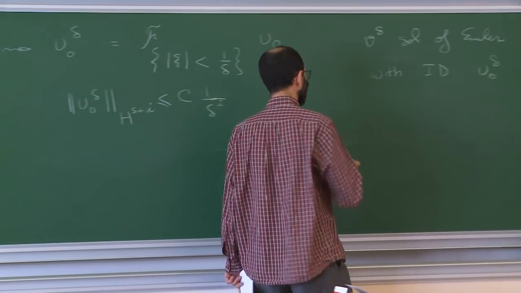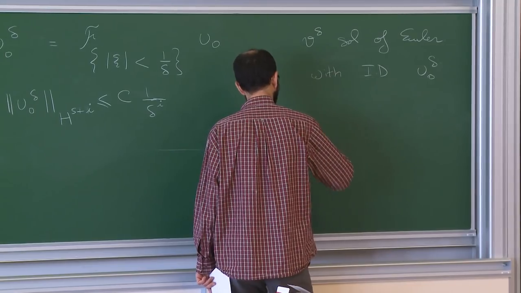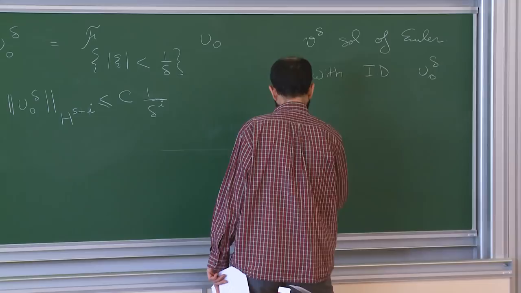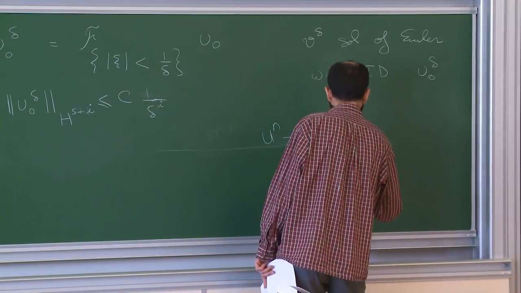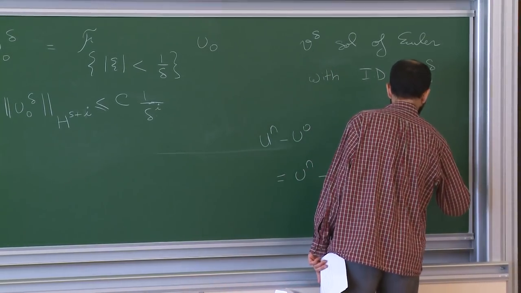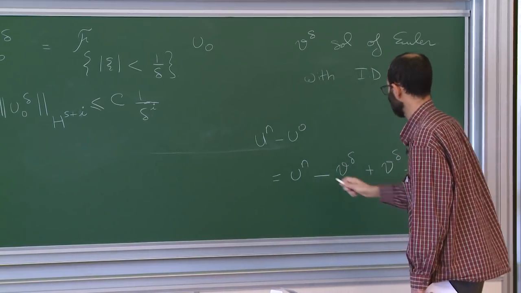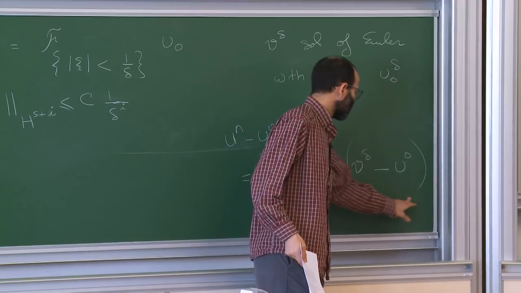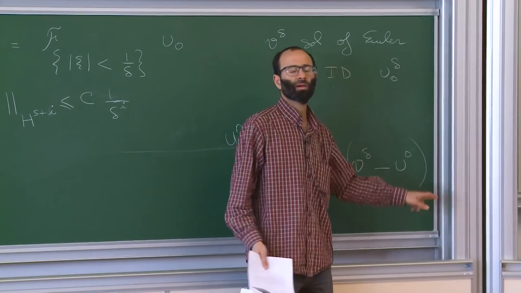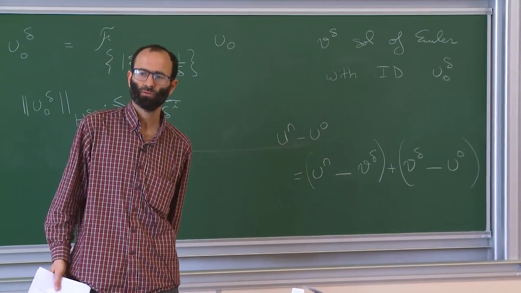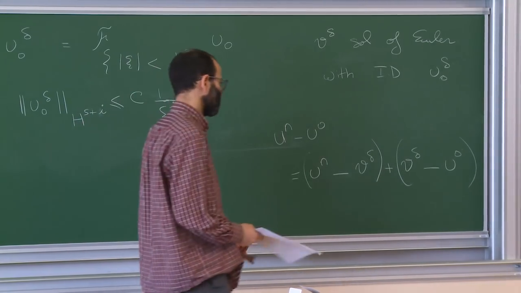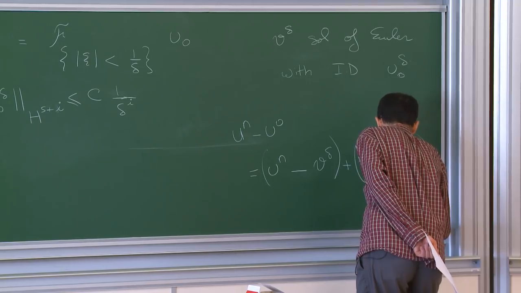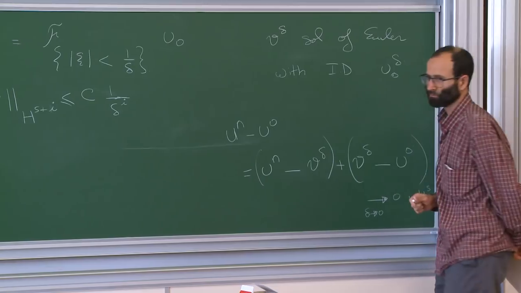Then you compare. You write un minus u0. This is the thing you want to prove goes to zero in HS. You write it as un minus V delta plus V delta minus u0. This is a property of Euler, like the stability of Euler: the fact that V delta minus u0 goes to zero when delta goes to zero in HS. So this you can prove.